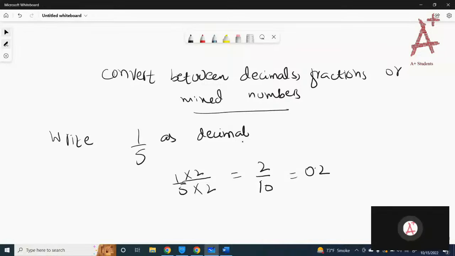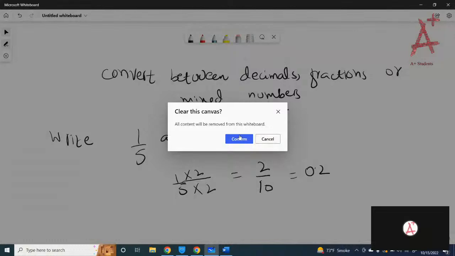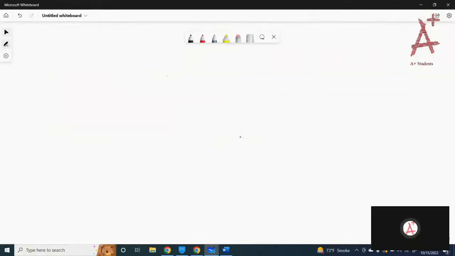Okay, write 0.062 as a fraction in simplest form. You are given a decimal, and you have to convert it from decimal to fractional form. Just remove the decimal point. When you remove the decimal point, you have to add 1 and 3 zeros over here. Got it? Now just remove the decimal point.